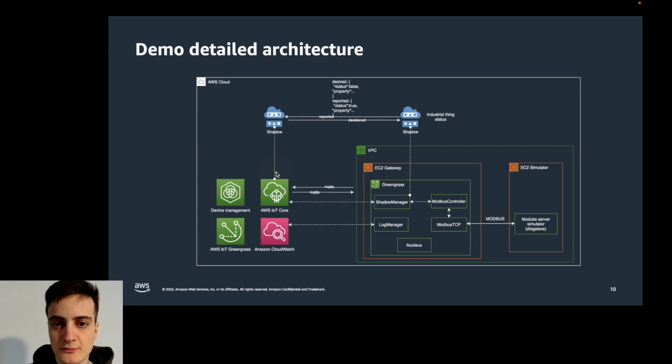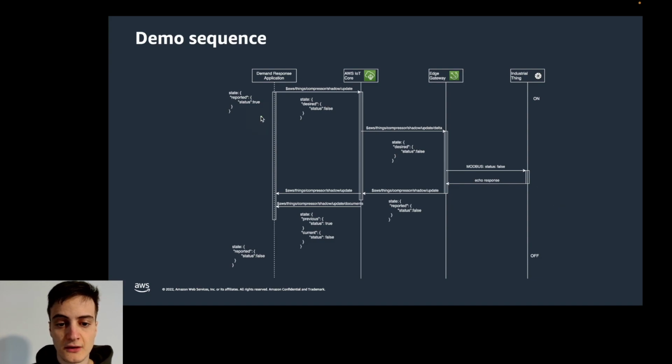But let's see this in a more detailed diagram. Here we have a simple application on the left in our sequence diagram, which is triggering the change towards the IoT core, triggering a shadow update. Shadows have two different statuses. One is called reported and the other one is called desired. Within the shadow, we find both, but we operate on one or the other. If we want to change the status of a shadow, we operate on the desired. If we want to change the reported, so the actual status of the device, we operate on the reported.